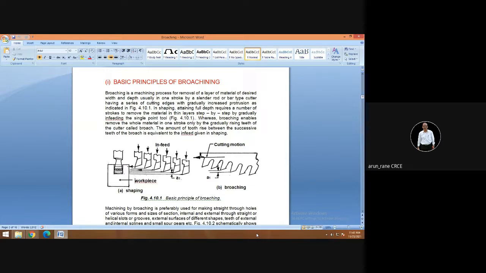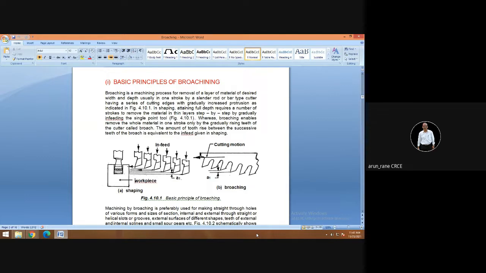And the return speed is always double. Return speed in case of broaching is always double. So for the return speed, you can consider a cutting speed of 14 meters per minute, or if the forward machining time is say 10 seconds, then for the return it will be 5 seconds. You can straight away take it like that. So the total time will be 15 seconds.